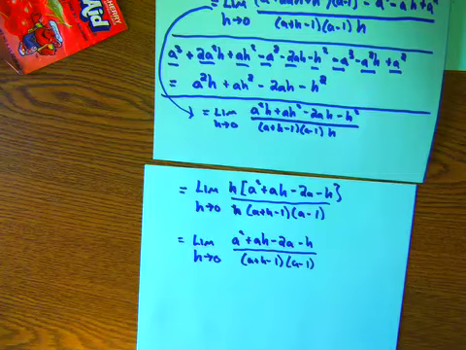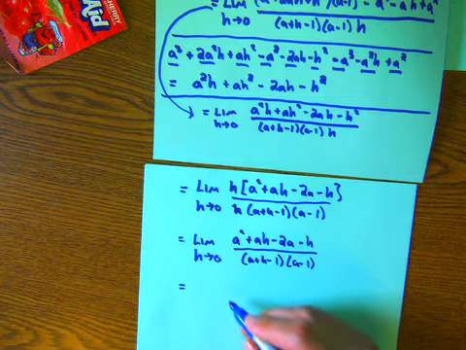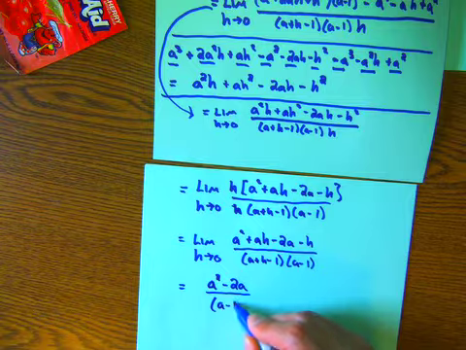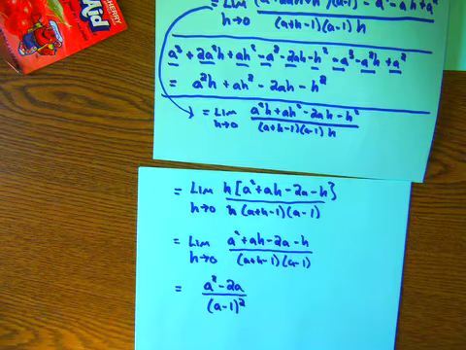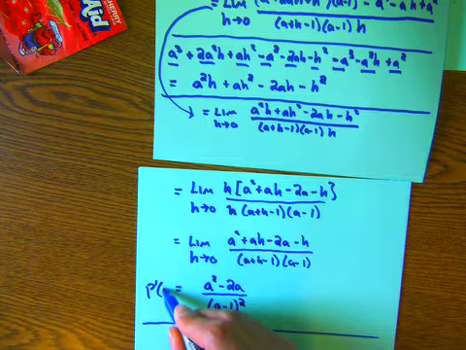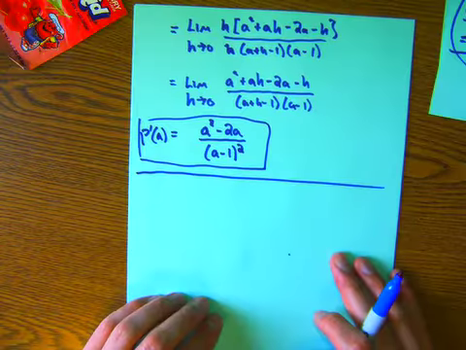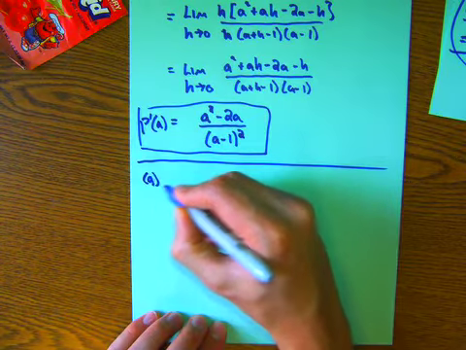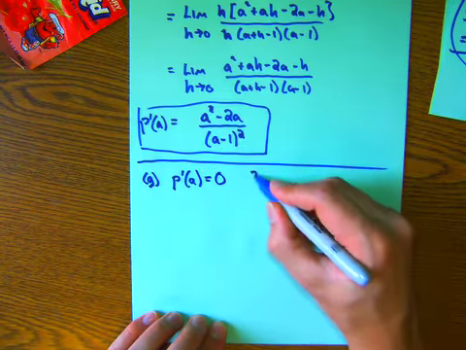And finally, now that the h is gone, we can just plug in 0 wherever we see h and evaluate the limit, and we're left with a squared minus 2a over a minus 1 squared. And that's the derivative. So this is p prime at a. For this problem, in part G, they want us to find where p prime of a is equal to 0.